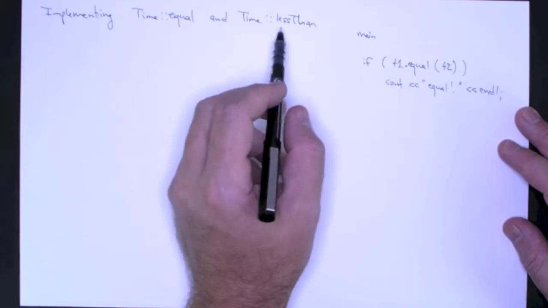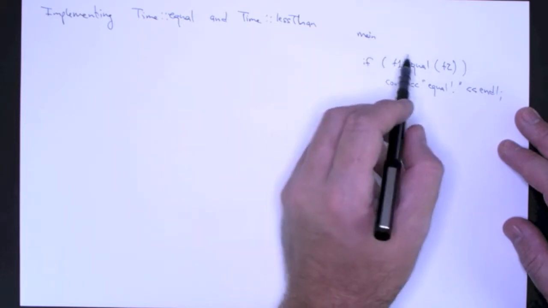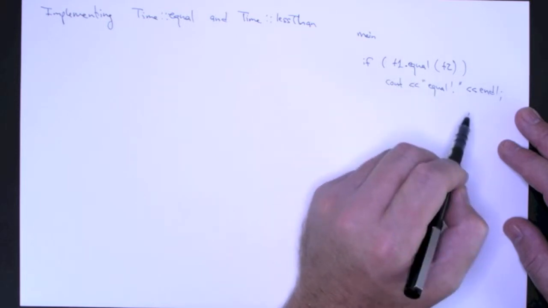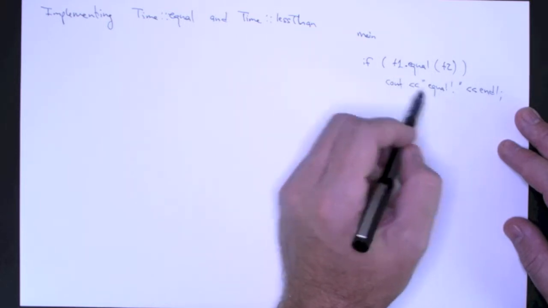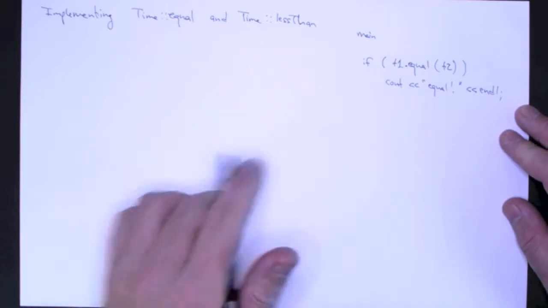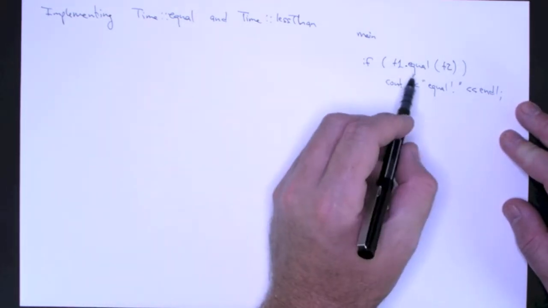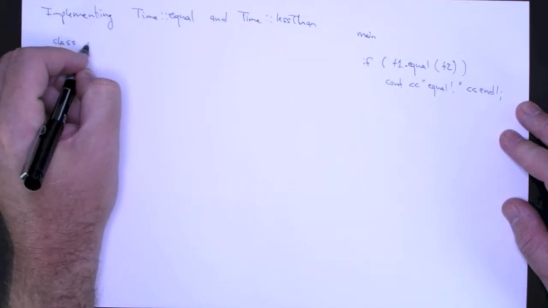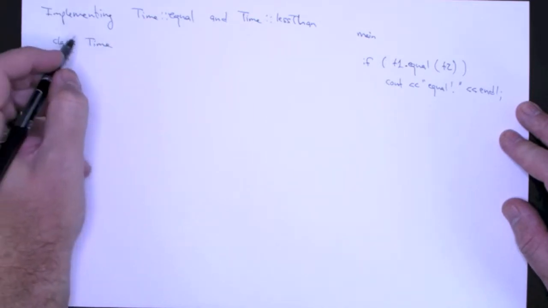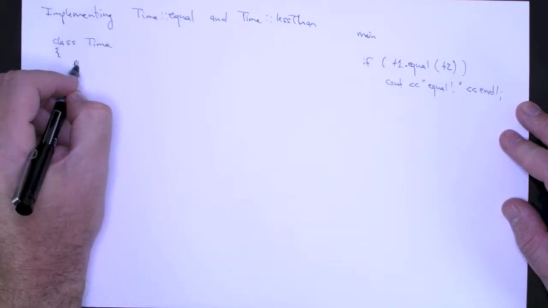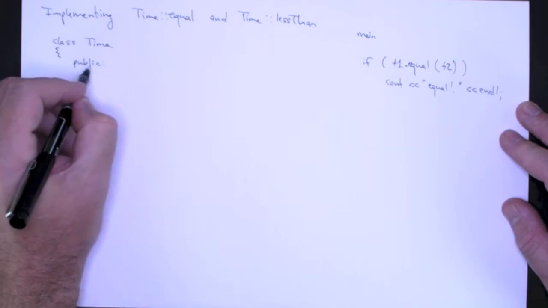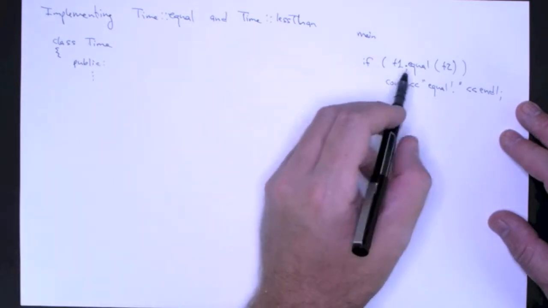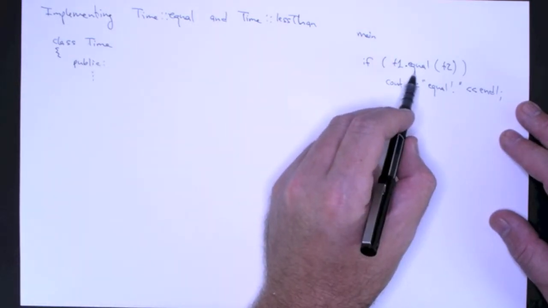Now, eventually, we're going to learn about operator overloading, and I'll be able to actually use the equality operator here instead of calling the equal method, but this is kind of setting us up. So I need to add these definitions to my class definition for time, and of course, these are going to be public methods. Somewhere in the list of public methods, I'm going to want to define this method.